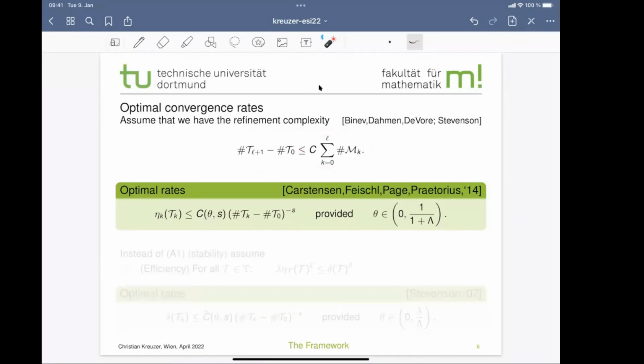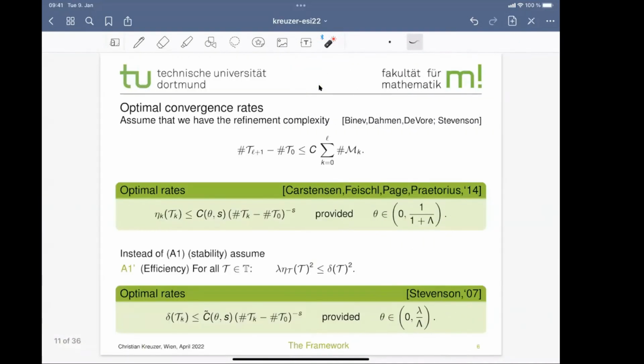And then in this paper by Carstensen, Feischl, Page, and Praetorius, they prove that in this situation, the error estimator vanishes with optimal rate, provided that the marking parameter theta is below a certain threshold, namely between 0 and 1 divided by 1 plus lambda, and lambda was the constant in the discrete reliability, right?